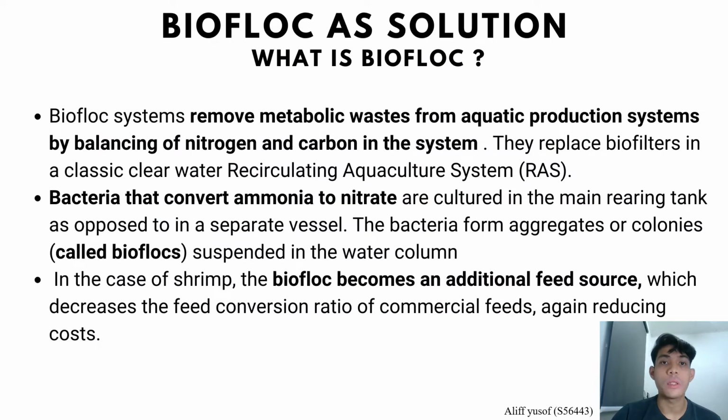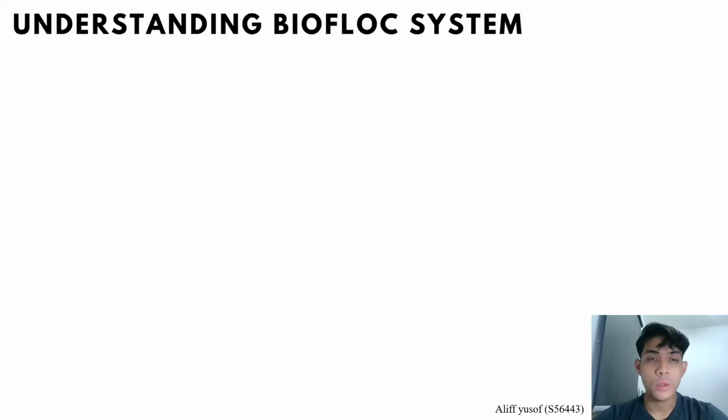Okay, next, for the solution to the problems above, we use biofloc. So what is biofloc? Biofloc system is a system that removes metabolic waste from the aquatic production system by balancing nitrogen and carbon in the system. In the system, we use bacteria that convert ammonia to nitrogen, called biofloc. The main function of the biofloc is that it becomes an additional feed source, so it can reduce the cost. Next we will go on to understand more about the biofloc system.